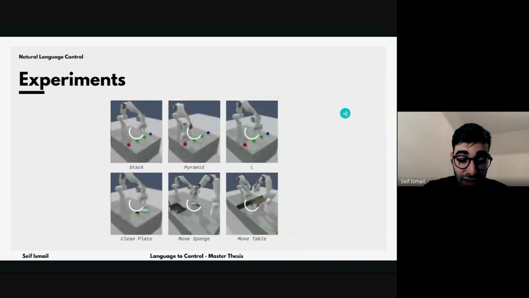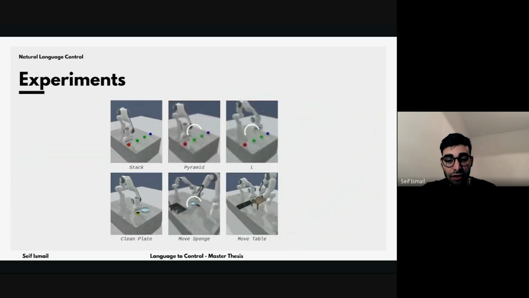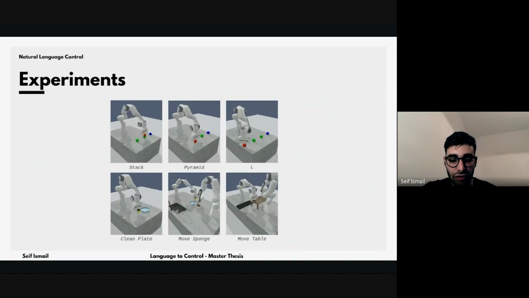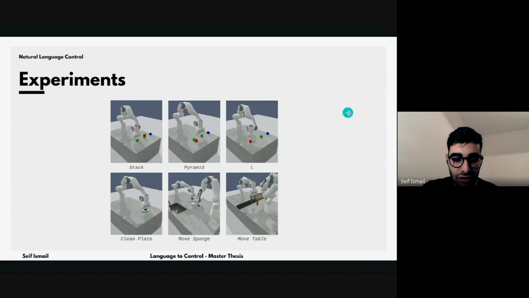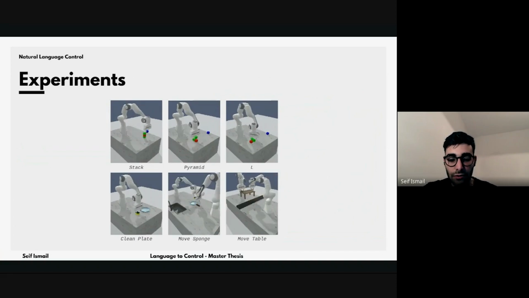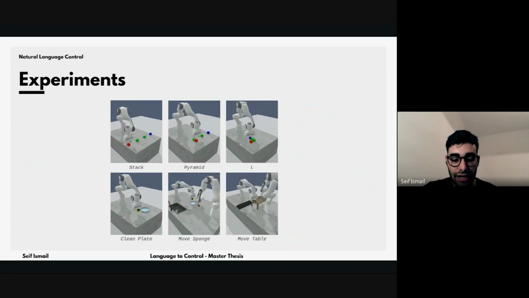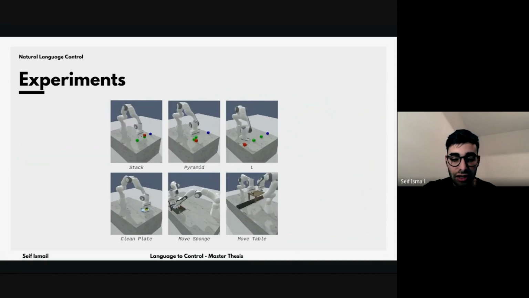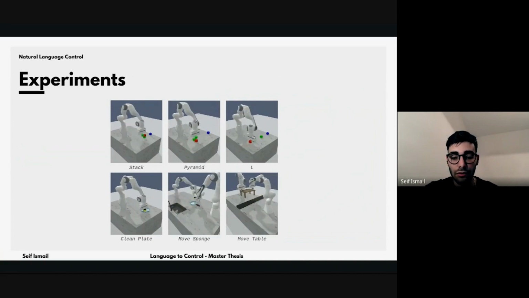I've done 6 experiments to show the potential of these methods. For the first 3 experiments, it's just about playing around with cubes. So it's about asking it to stack cubes, to build a pyramid with them, or to write the letter L. And then the other experiments are a bit more complicated. So you can ask the robot to clean the plate using a sponge, or to move a sponge to the sink, or 2 robots to cooperate to move a table.